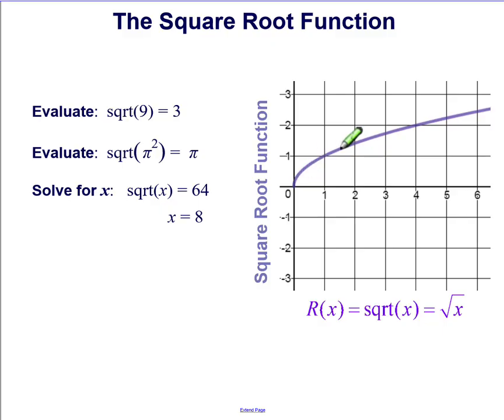Based on the graph, and remember we've restricted our domain and range to non-negative real numbers, the square root of 9 is going to be 3. We refer to that as the principal square root. The square root of pi squared is pi. And when the square root of x is equal to 64, x is equal to 8, since 8 squared is equal to 64. Again, we are using the principal square root.